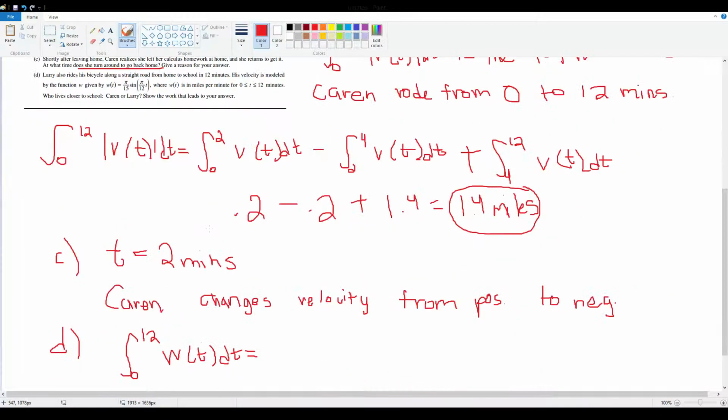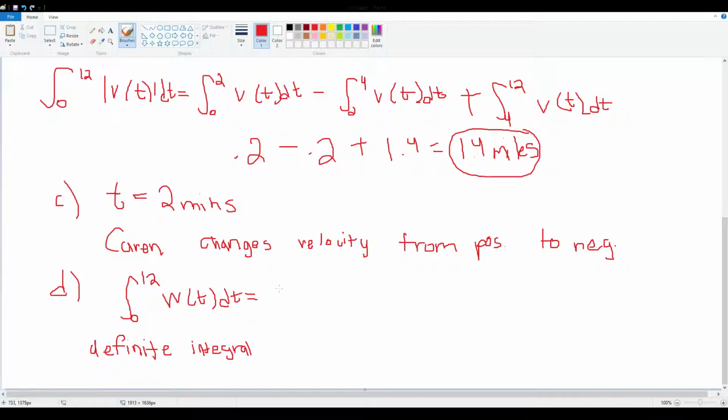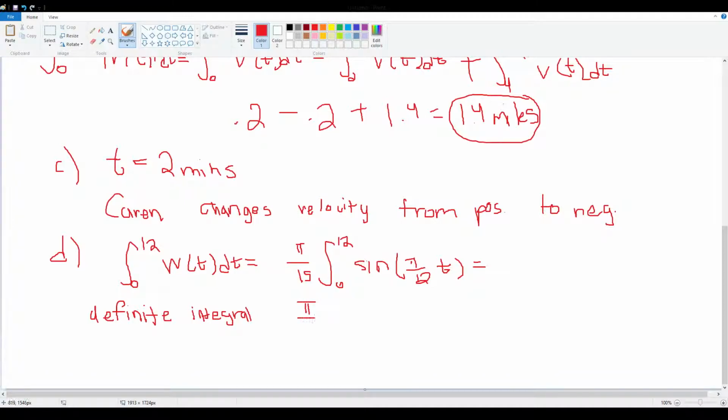So for this, you're finding the antiderivative. The antiderivative of pi over 15 sine of pi over 12 t would be, you can take out the pi over 15 and keep the sine of pi over 12 t, and this would equal pi over 15 multiplied by negative cosine of pi over 12 t, over pi over 12. And that would be from 0 to 12.